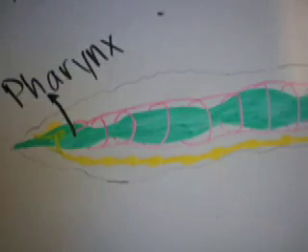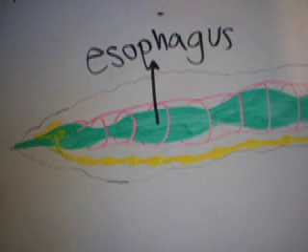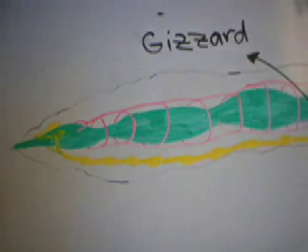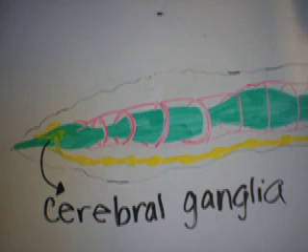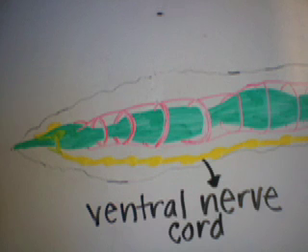The intestine travels from the mouth to the anus and includes the mouth, pharynx, esophagus, crop, and gizzard. The circulatory system is closed, with a dorsal vessel, and the first 5 vessels pump blood through the circulatory system. The cerebral ganglia are brain-like nerves.